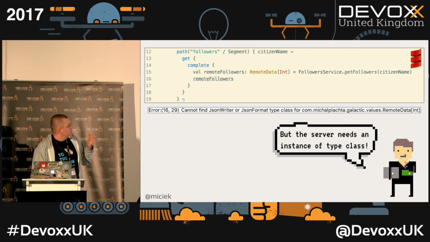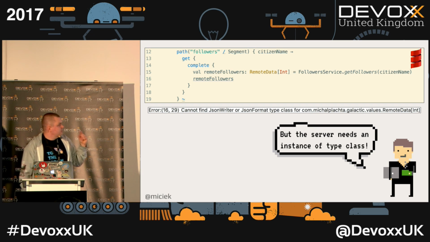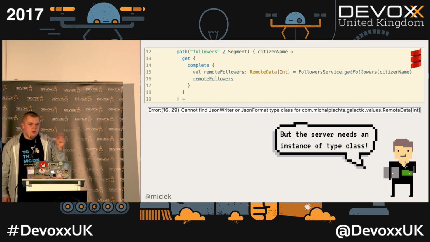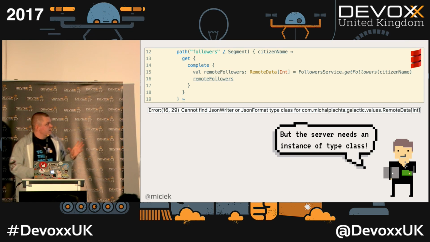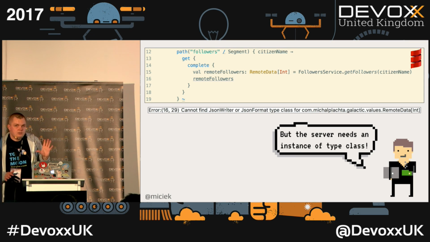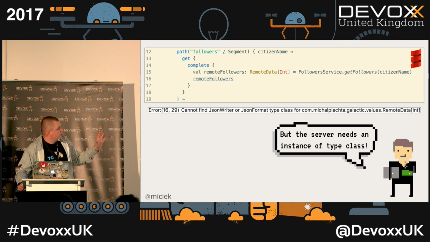And I split line 15 into two, so there's line 15 and 16, so that you can see the type. The type is remote data, this one nice pure type. So we get this remote data type, and we just return it. Remember, Scala doesn't have return. So this is returning remote followers, and we get a compiler error: cannot find JSON writer, JSON format for this remote data type.